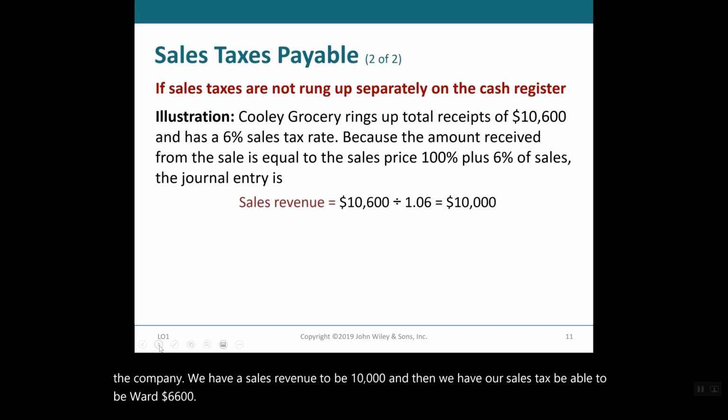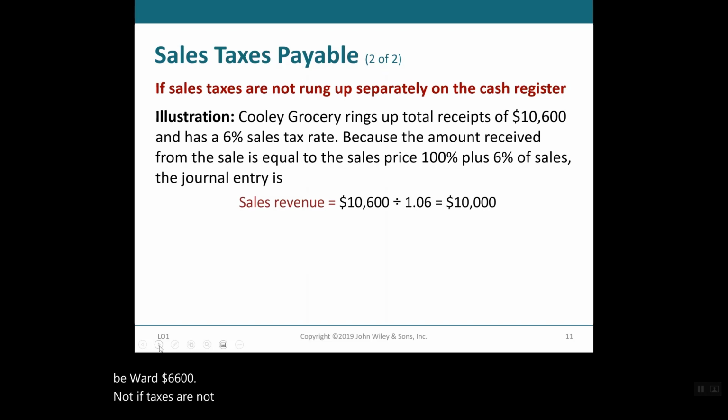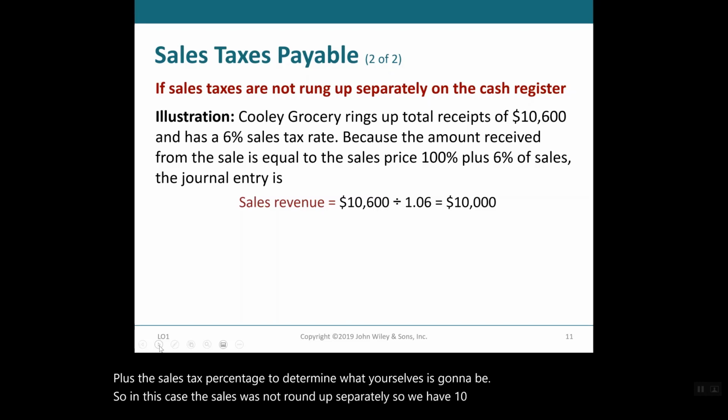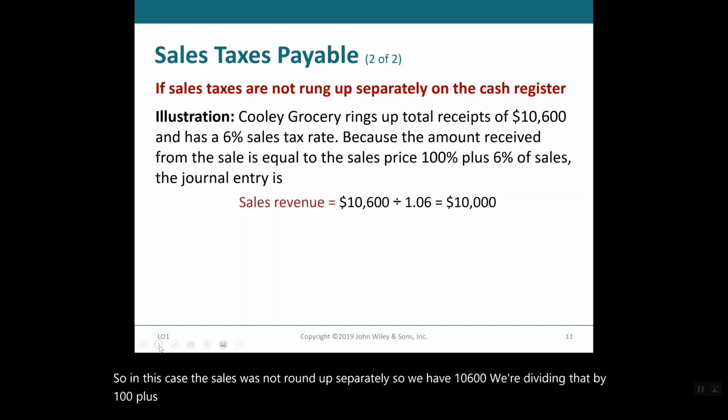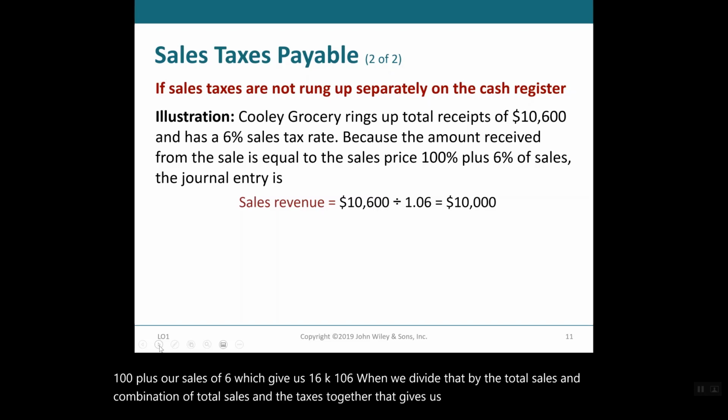$600. Now, if taxes are not rung up separately on the cash register, divide the total receipt by 100% plus the sales tax percentage to determine what your sales are going to be. In this case, the sales were not rung up separately, so we have 10,600. We are dividing that by 100% plus our sales tax of 6%, which gives us 1.06. When we divide the combination of the total sales and the taxes together by 1.06, that gives us 10,000. That 10,000 is the sale.